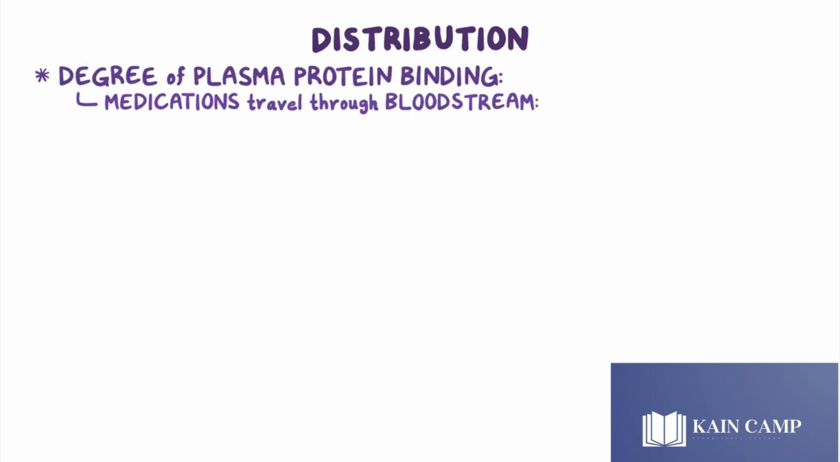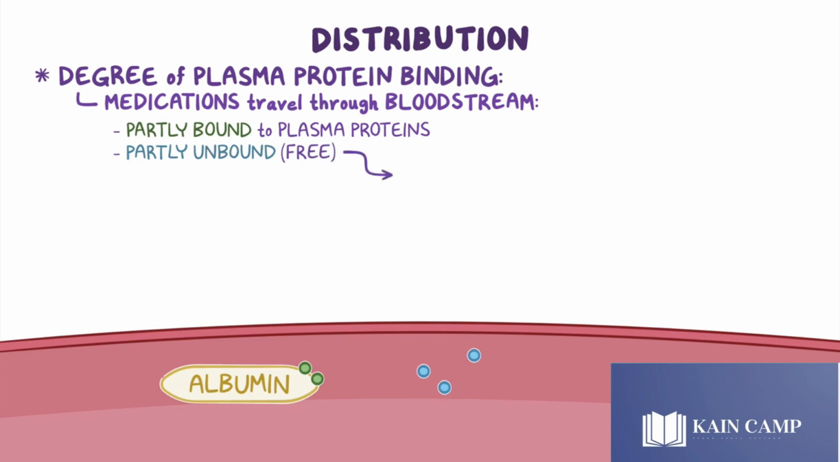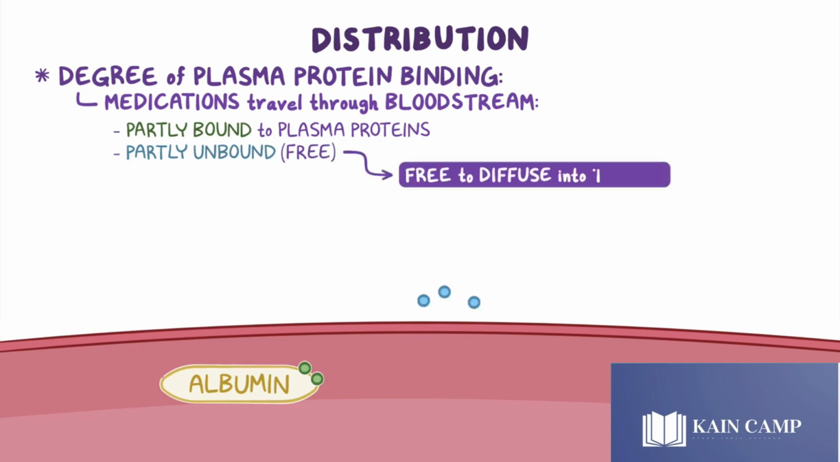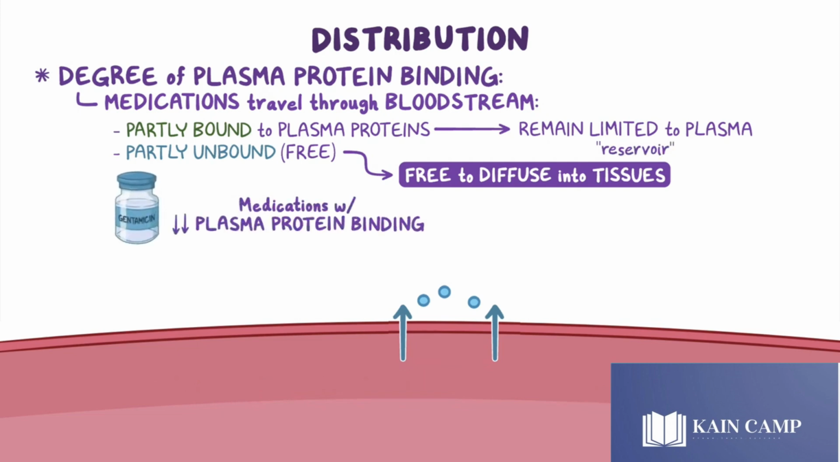Another factor that is going to affect distribution is the degree of plasma protein binding. Medications travel through the bloodstream either partially bound to the plasma protein or partially unbound. Unbound means they are free to diffuse into the tissue, whereas bound means they remain limited to plasma.